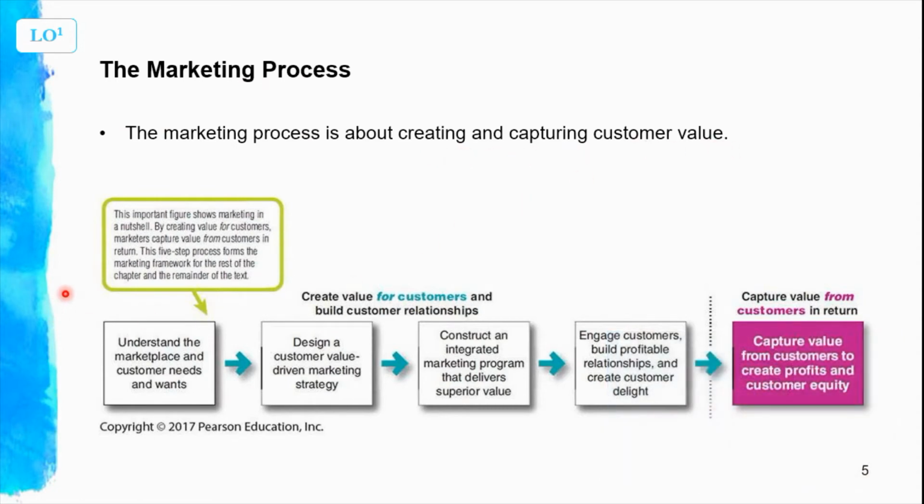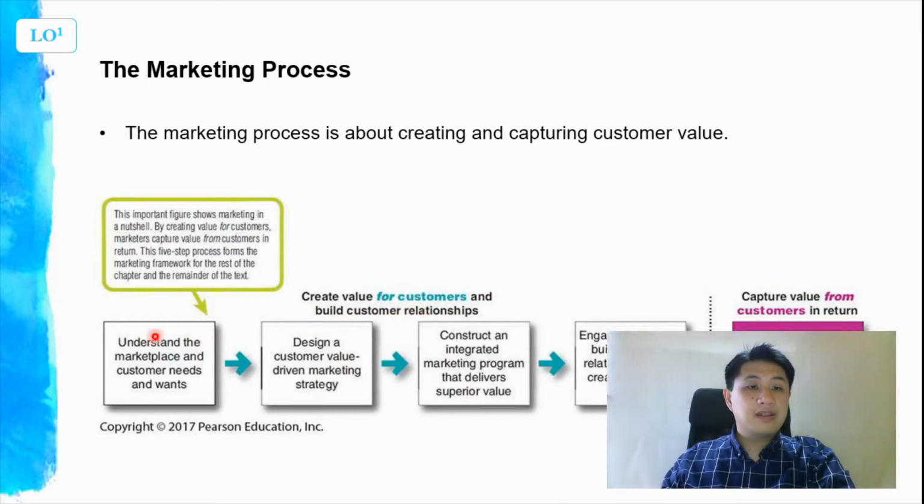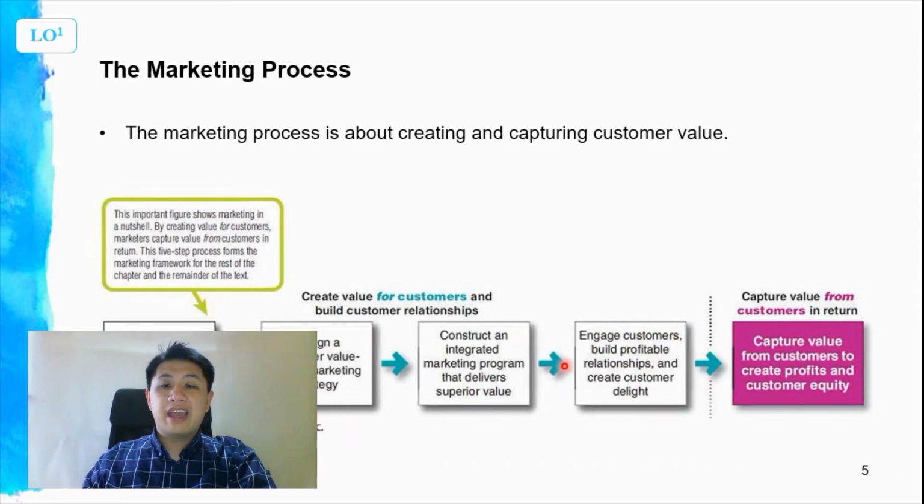In the chart that you see over here, we have the first 4 steps, 1, 2, 3, and 4, looking at creating value for customers and building customer relationships. They involve first understanding the marketplace, understanding the needs and wants of the customer. From that, we will then decide on designing a customer value driven marketing strategy. Through this strategy, we will construct a program that delivers the value, and from there engage customers to build profitable relationships and create what we know as customer delight.